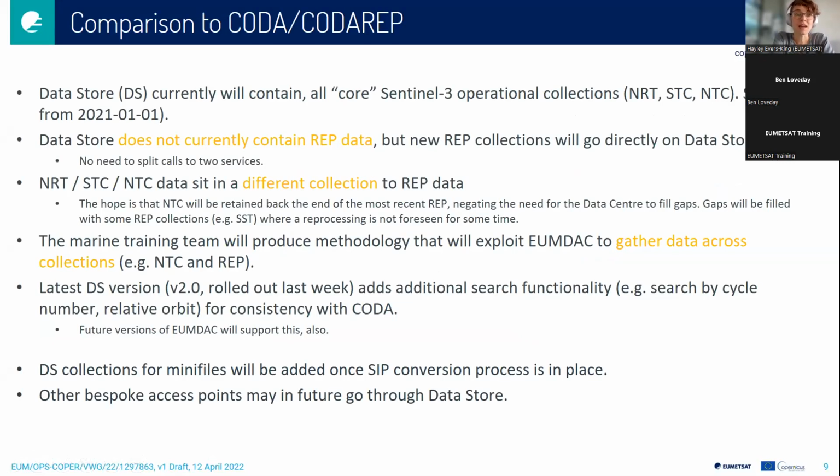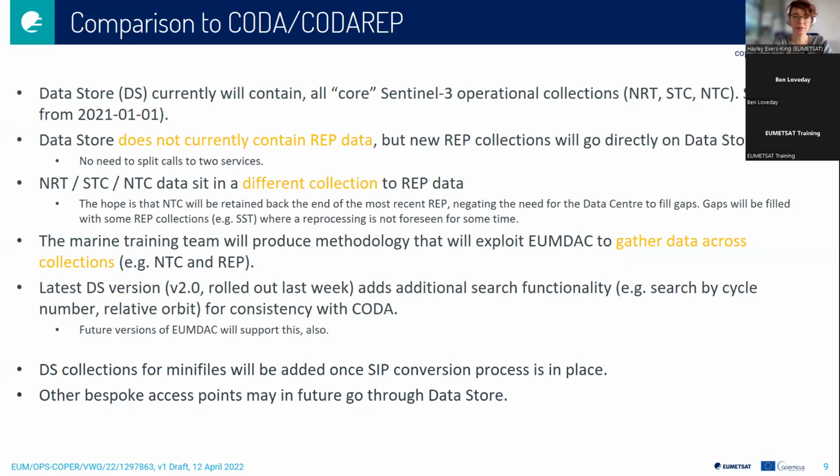So what happens next? The data store currently contains all the core Sentinel-3 operational collections. As Ben showed you, there are various different collections for the different instrument streams, and these contain the data at different timeliness levels, so the NRT, STC included for the altimetry, and the NTC, which is the longer latency product with the improved auxiliary data added. Most of them start from the 1st of January 2021.